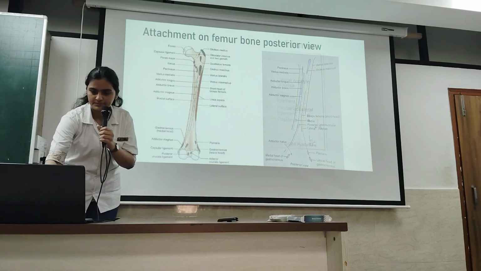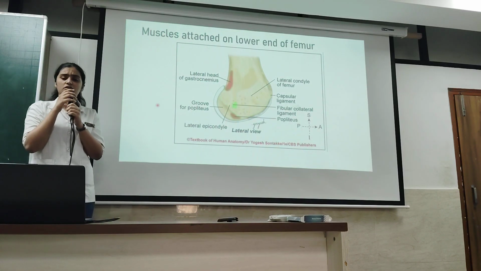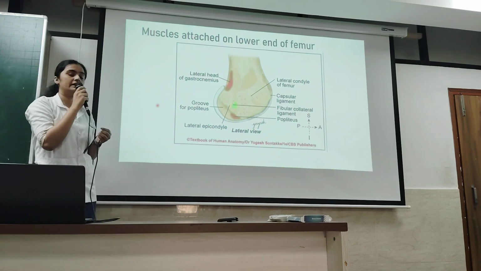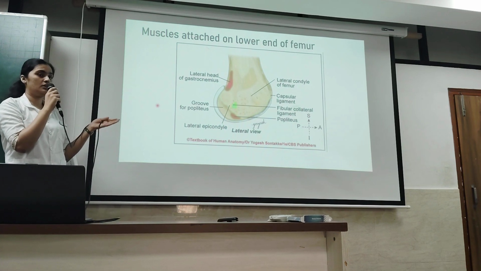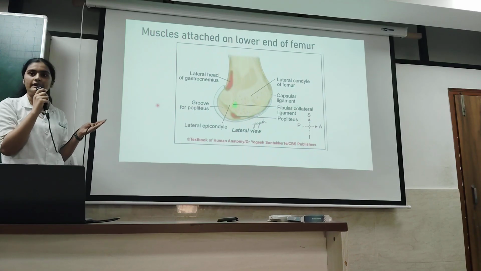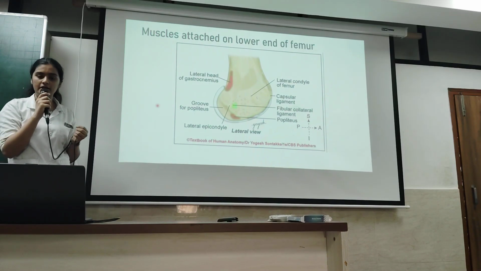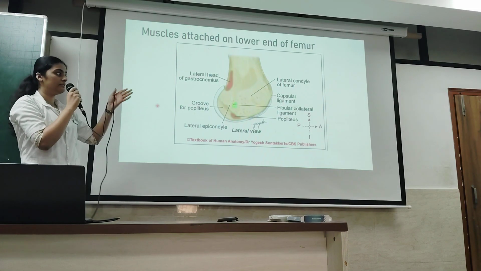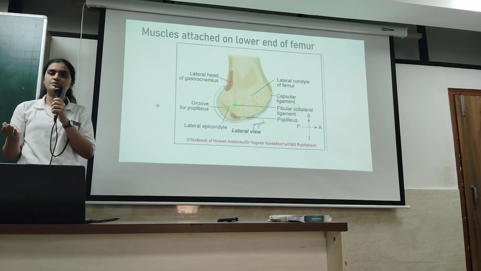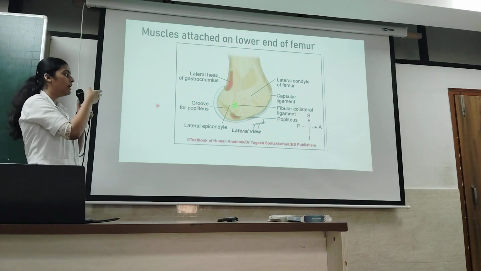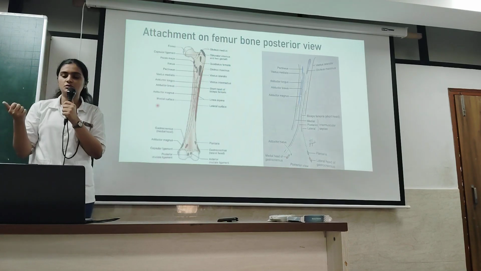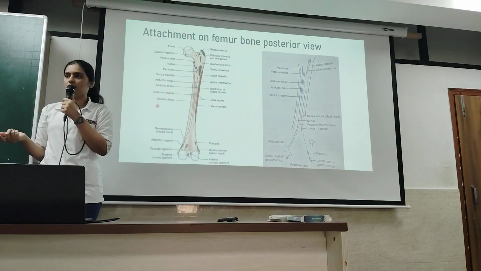As we move forward, regarding the muscles attached on the lower end of the femur, there is attachment of the popliteus muscle on the lateral aspect at the lower end of the posterior shaft of the femur. Also, as I told about the lateral head of gastrocnemius, there is also attachment of the fibular collateral ligament. Now, there is also the anterior cruciate ligament and posterior cruciate ligament.